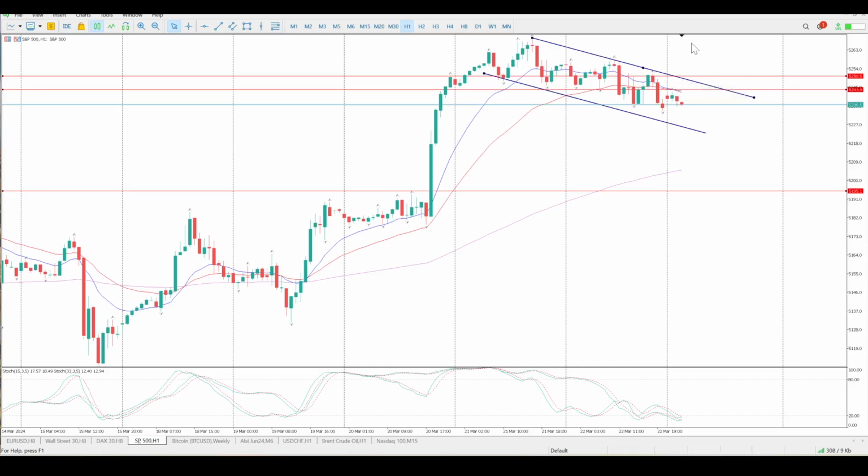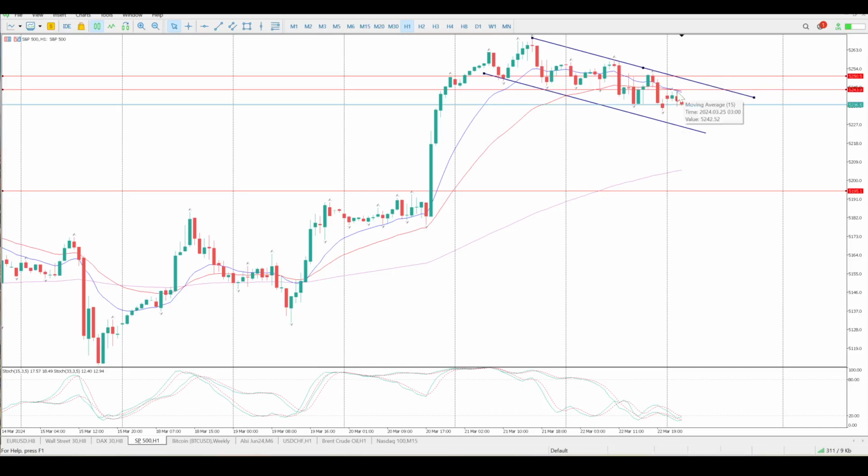So I'd want to see a break above that, a pullback to come and test something in this zone at 5250, 5244, and that would be the trigger for the longs. Not looking to short this, that would be against the trend.